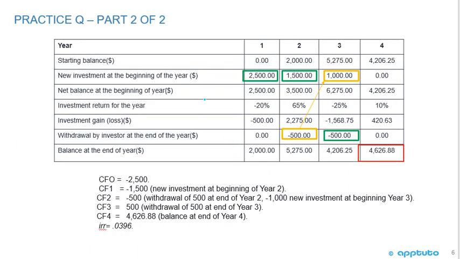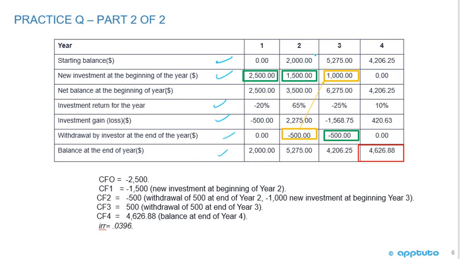Okay, this has the table written out in full detail. Of course, if you're doing this on the exam, you would take some shortcuts. But definitely the starting balance is 0. You make a new investment at the beginning of the year, $2,500. And then we had that negative 20% return, so that would have been a loss of $500. There were no withdrawals at the end of the first year, so we had a balance at the end of the year of $2,000.